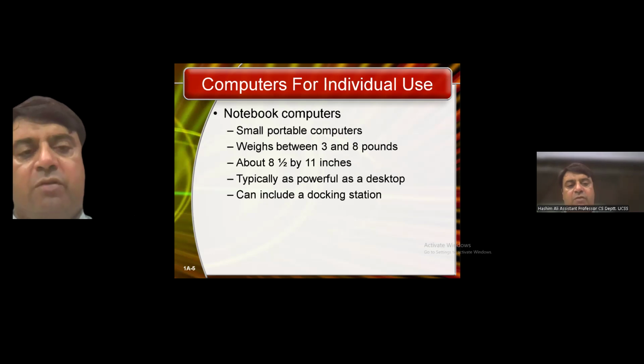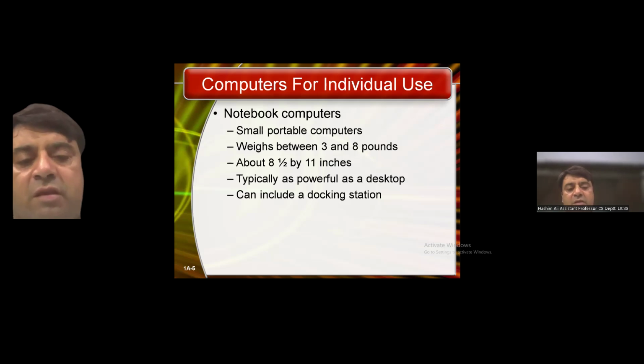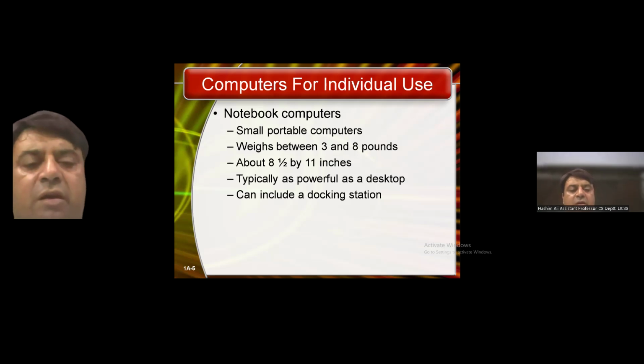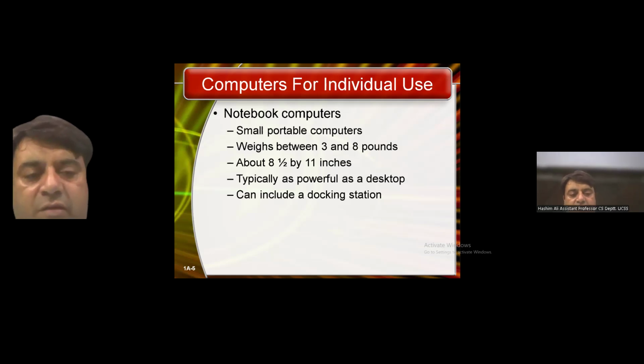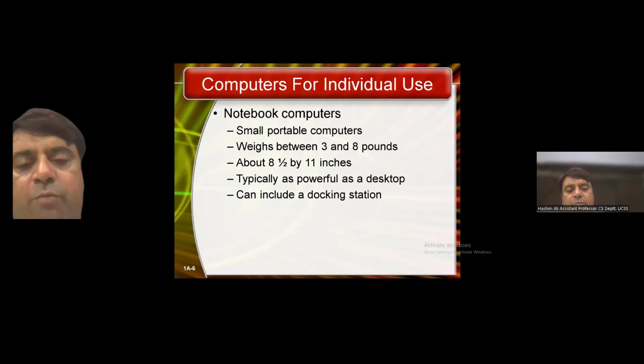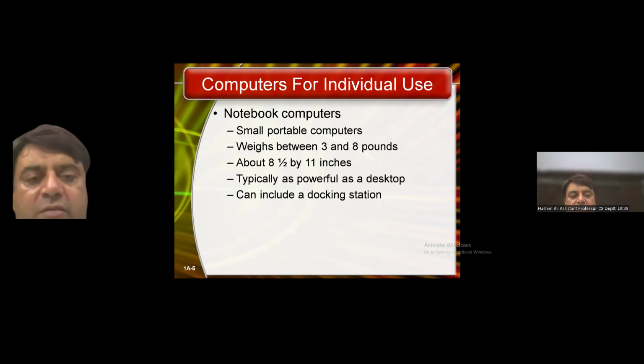Then the third form of the computer, which is nowadays very common, is the notebook computer, which we call laptops. They are small portable computers. Normally they weigh between 3 to 8 pounds, depending on the size, starting from 8.5 inches. Nowadays we have laptops of 11 inches and more. Typically, it is as powerful as the desktop computer. It can include different variants, like gaming stations, for example, the docking station. So this is the third form of the computer, notebook computers, which are used for individual purposes.